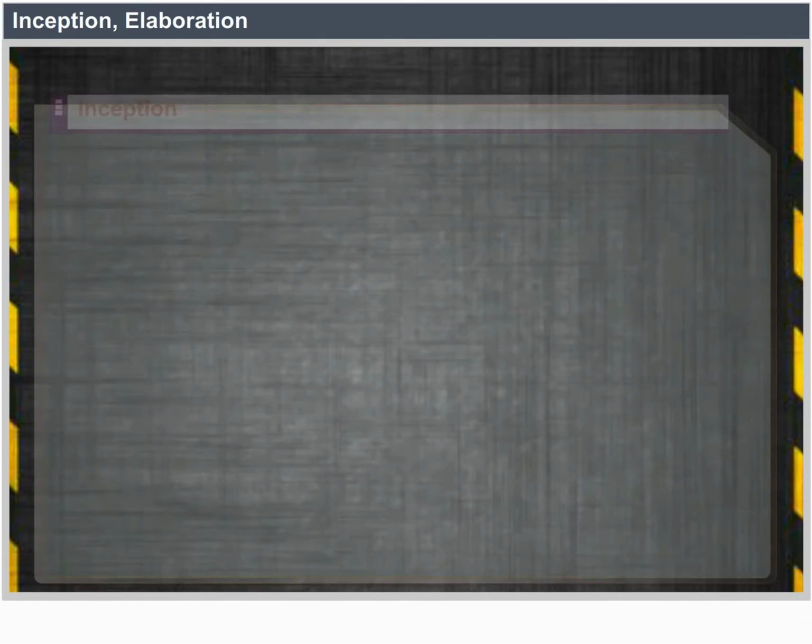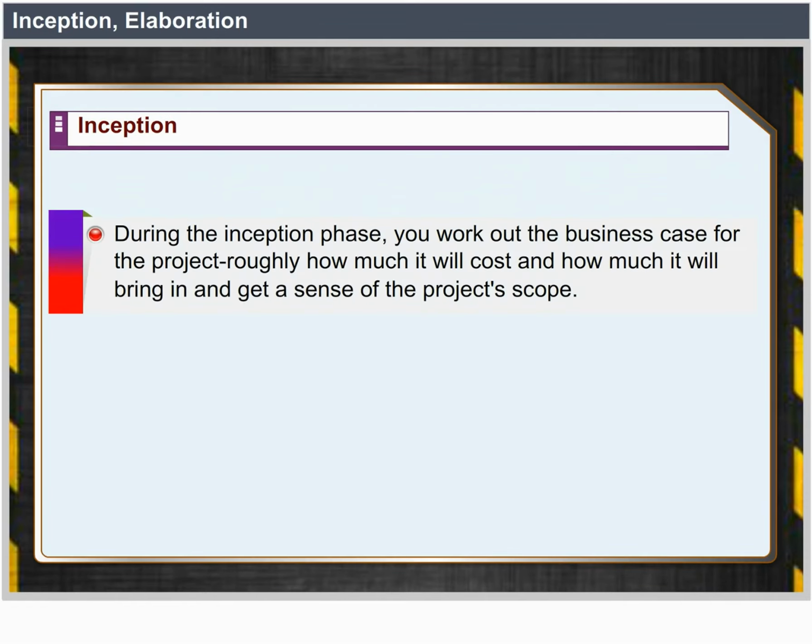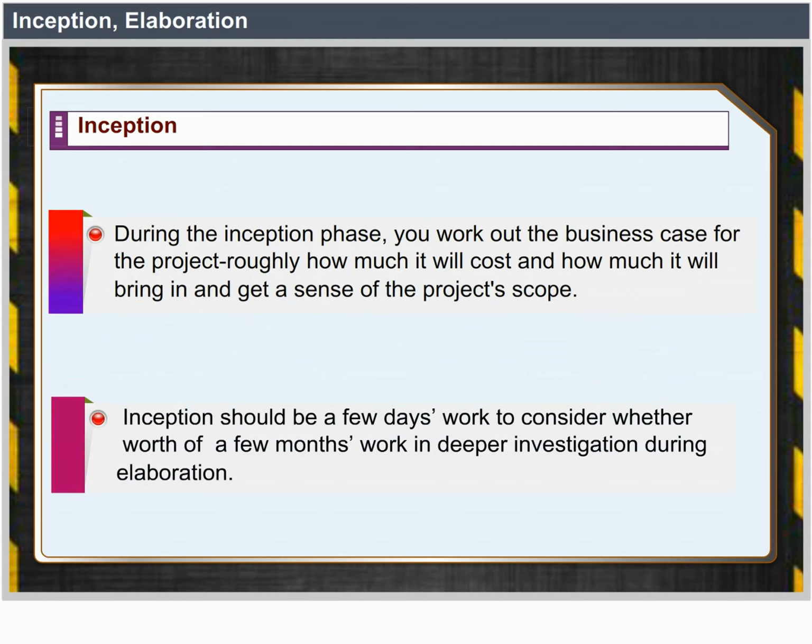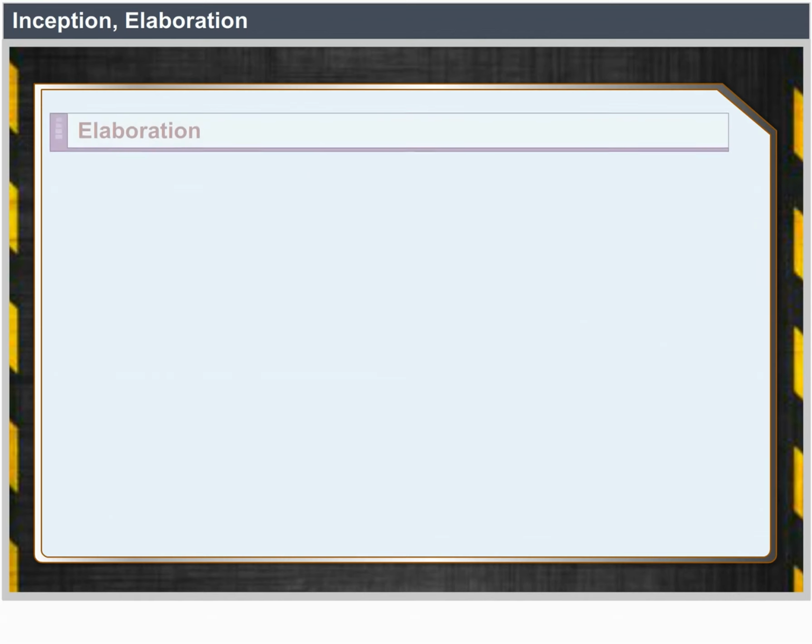Inception and elaboration. Inception. During the inception phase, you work out the business case for the project, roughly how much it will cost and how much it will bring in, and get a sense of the project scope. Inception should be a few days' work to consider whether the project is worth a few months of deeper investigation during elaboration.